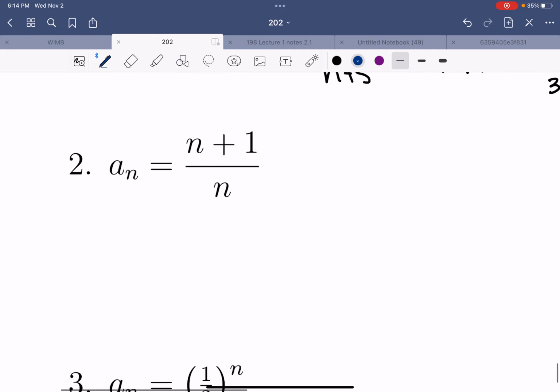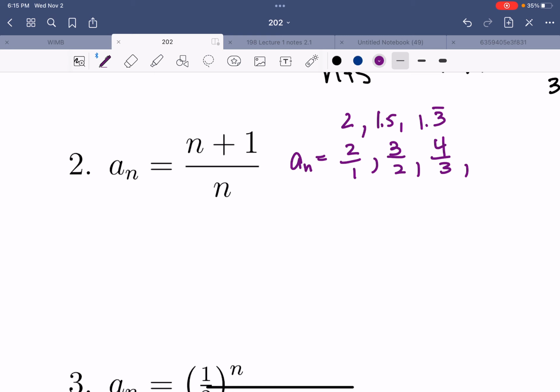For the next one, we want to do something similar. So your first few terms are going to be 2 over 1, 3 over 2, 4 over 3. So it's not obvious what's happening. So you're starting with 2, and then you go to 3 halves, right? So is 2 bigger than 3 halves? Absolutely. You're going from 2 to 1.5. Sorry, this is 2, 1.5, this is 1.3 repeating. The next one would be 5 over 4, so that's 1.25. So it appears to be decreasing again.